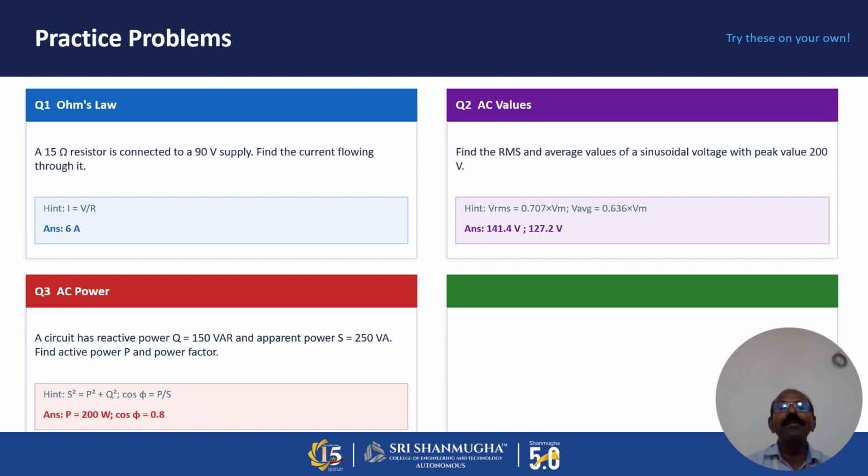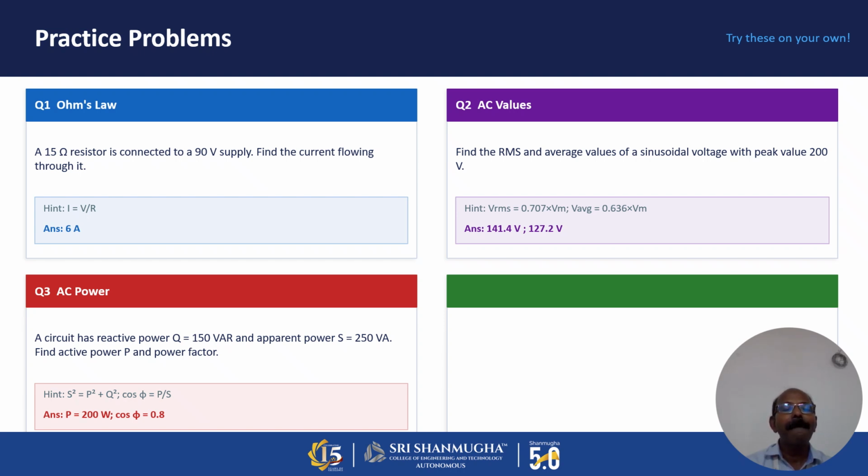So find the RMS and average value of a sinusoidal voltage with peak value 200 volt. Okay. So VRMS formula is substitute. So 0.707 into V max. Okay. You are getting the V average.